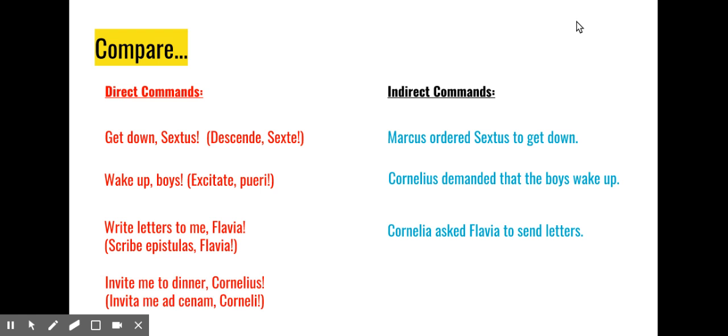Invite me to dinner, Cornelius! Invita me ad cenam, Corneli! The client begs Cornelius to invite him to dinner. So again, we see a short statement that's direct becoming packaged into something larger that becomes an indirect command.